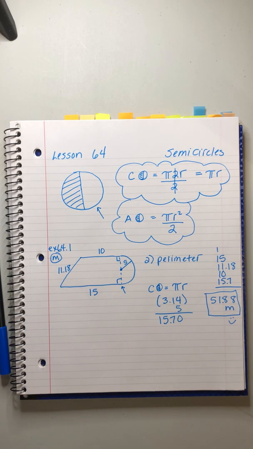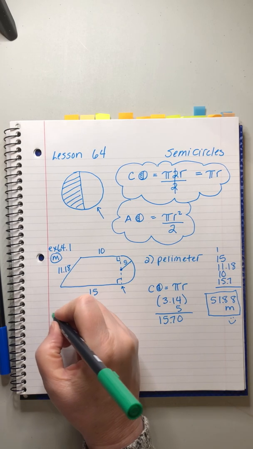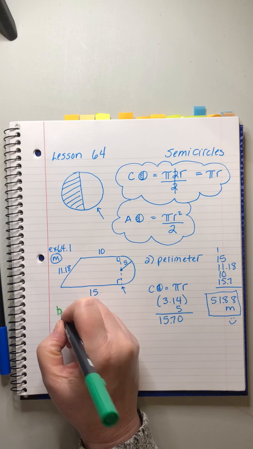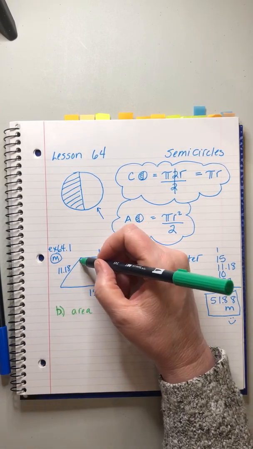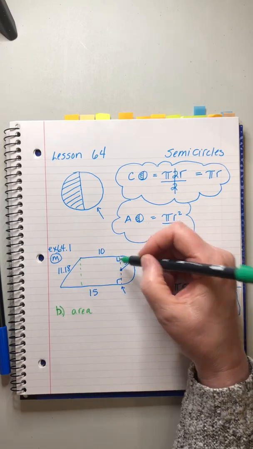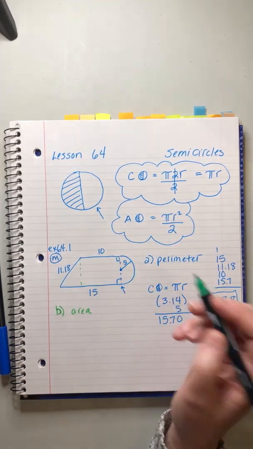Okay, now let's do the area. What I'm going to do is switch colors, and I'm going to do the area in green because we have to mark things a little bit differently. This is B, and we're doing the area. Okay, so for that, we're going to divide this into 1, 2, 3 shapes, right?